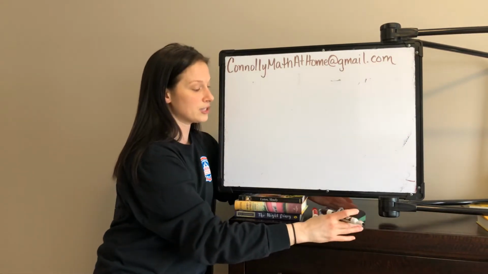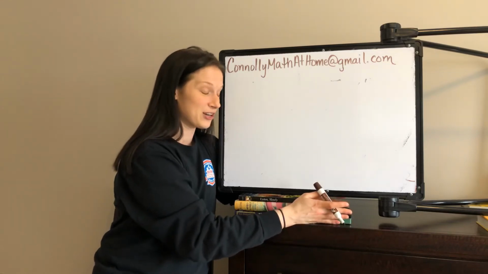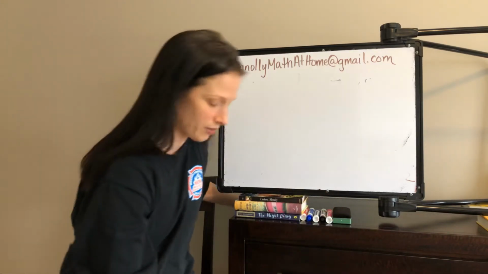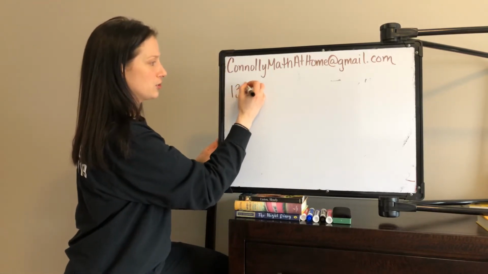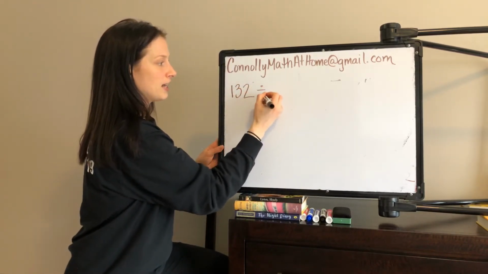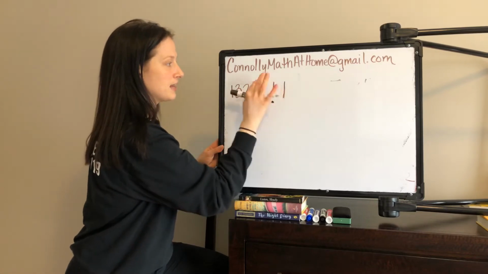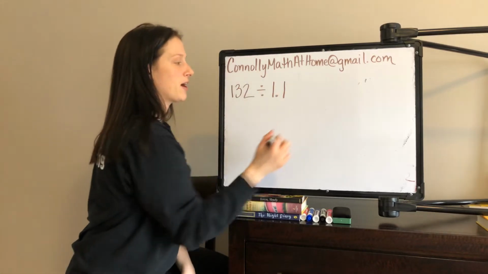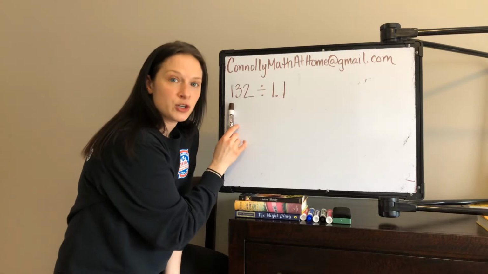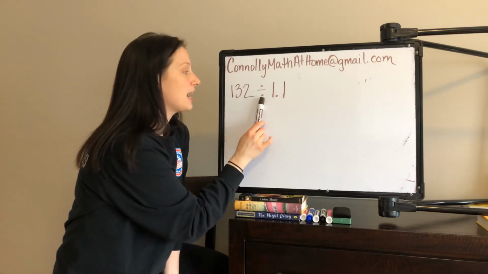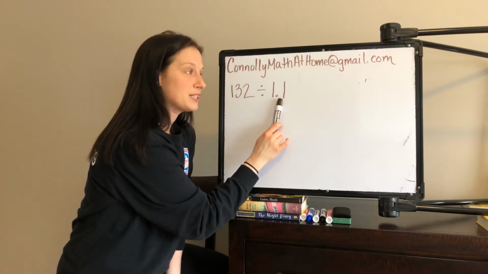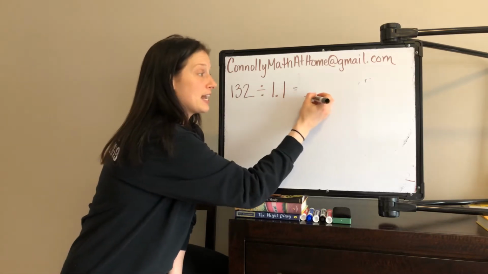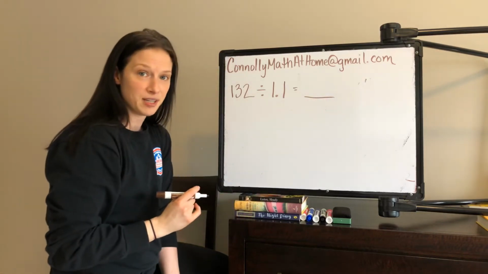Alright, so let's try another one, and we're going to use all the things we just talked about. So if we are thinking about 132 divided by 1 1/10. Here's what I'm thinking about. I've gone 132 miles total. I did 1 1/10 miles per day. How many days did it take me?